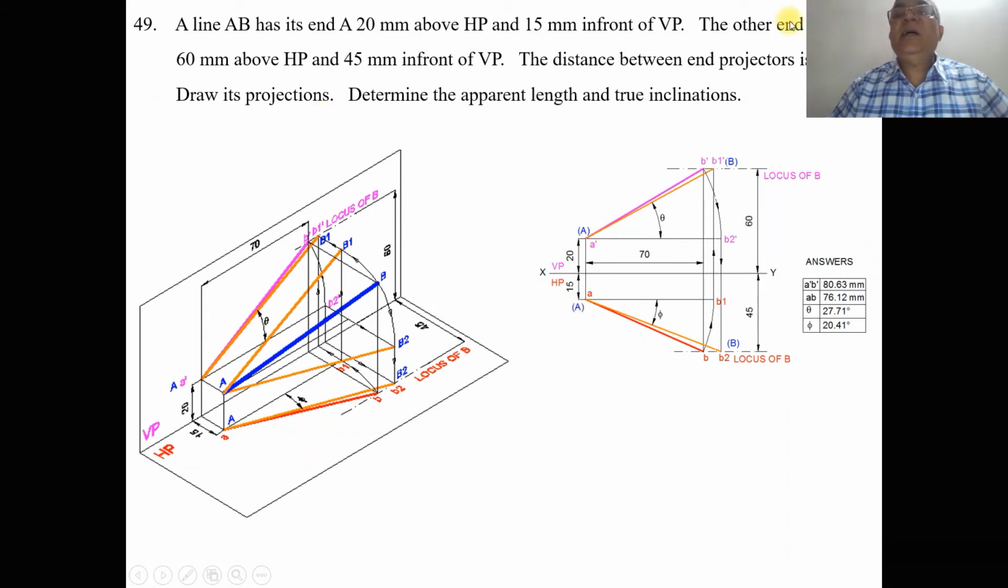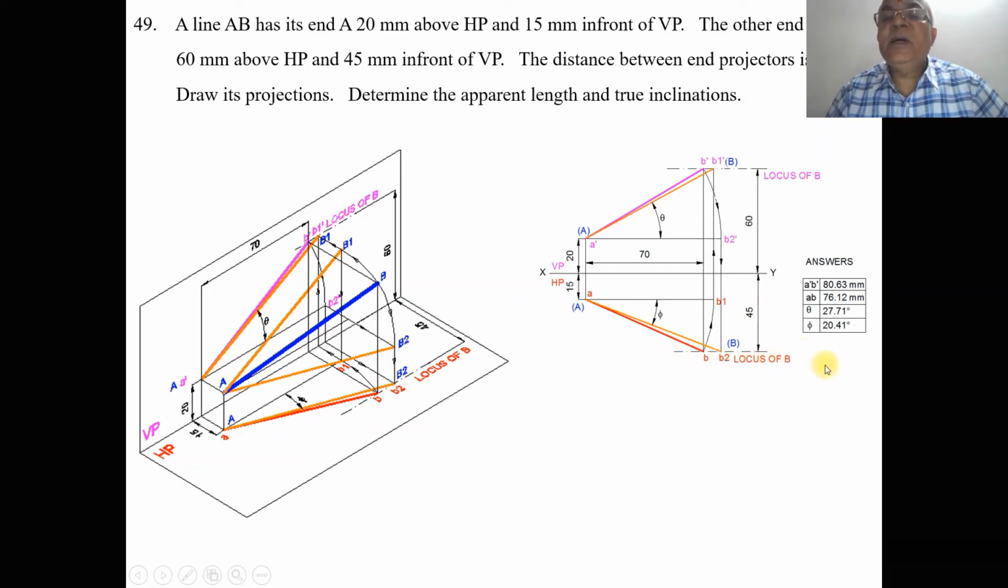Similarly, you take the other end, B, which is 60 mm above HP. Above HP is seen in the vertical plane, so it is above the XY line. From the XY line, you measure 60 mm and draw a horizontal dash-dot line, and you mark this as the locus of B in the front view. Similarly, B is 45 mm in front of VP. In front of VP is seen in HP, and HP is below the XY line. From the XY line, you measure 45 mm below and draw a horizontal dash-dot line.